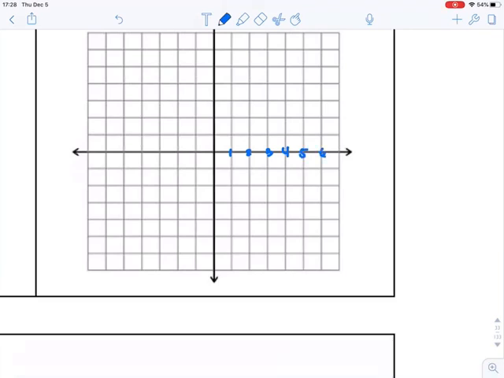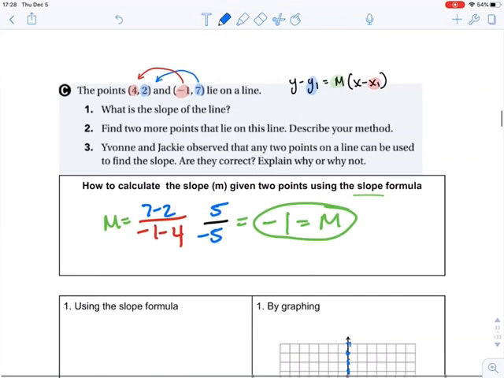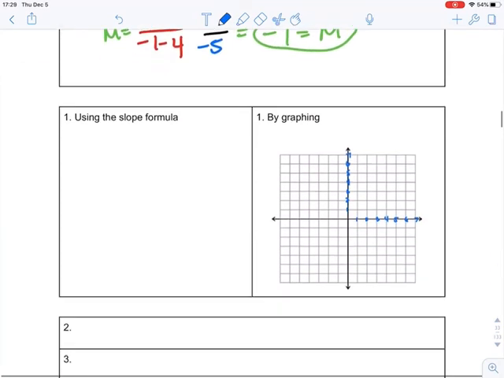1, 2, 3, 4, 5, 6, 7. And our points were 4, 2, and negative 1, 7.